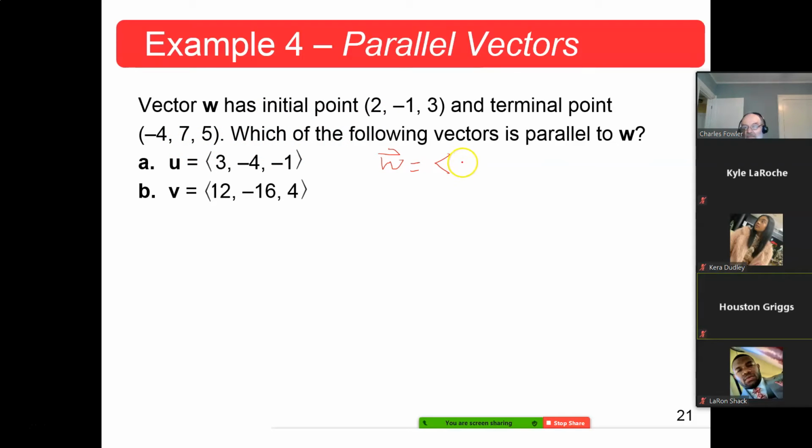Anybody? Earth to class, come in please. -6 for the first component, second component.